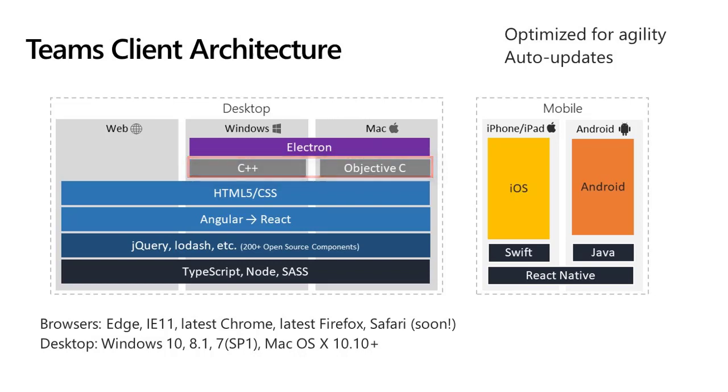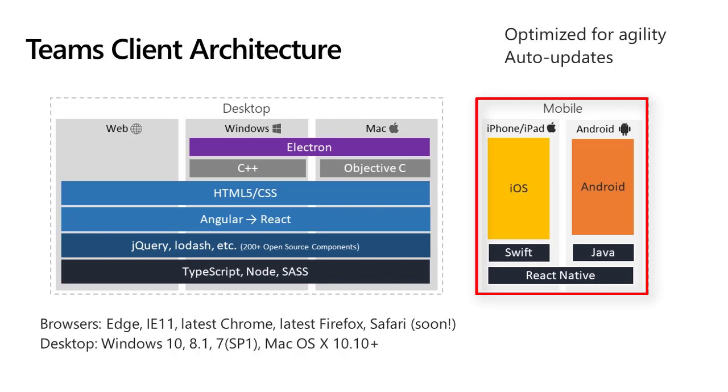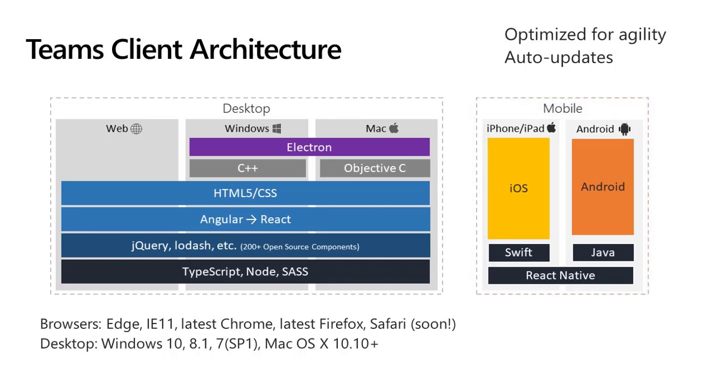And over here on the right we have our mobile platforms. We support two of them. We have the iPhone and iPad running on iOS, and we have Android running the Android OS. The iOS version is written in Swift, and the Android version is written in Java. And below that, we are starting to add some React Native components, and that is in parallel with some of the React work that we're doing over here on the web and desktop versions.